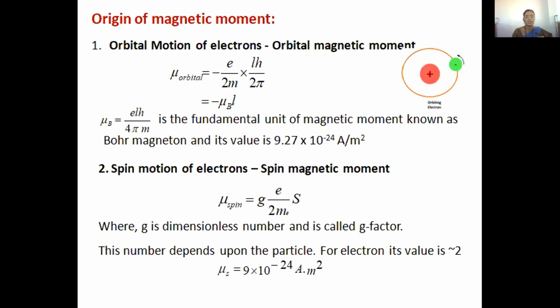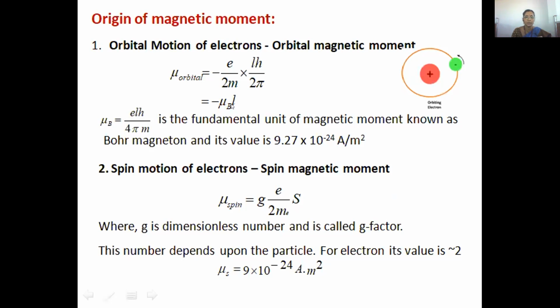Next, origin of magnetic moment. How we are getting the atomic magnetic moment from each atom, that arises from 3 points. One is orbital motion of electron or orbital magnetic moment, mu orbital. If any electron is revolving around the nucleus in an orbit, as electron is a charged particle circulating in a circular path called orbit, the magnetic moment arises from its path, equals minus mu B into L.